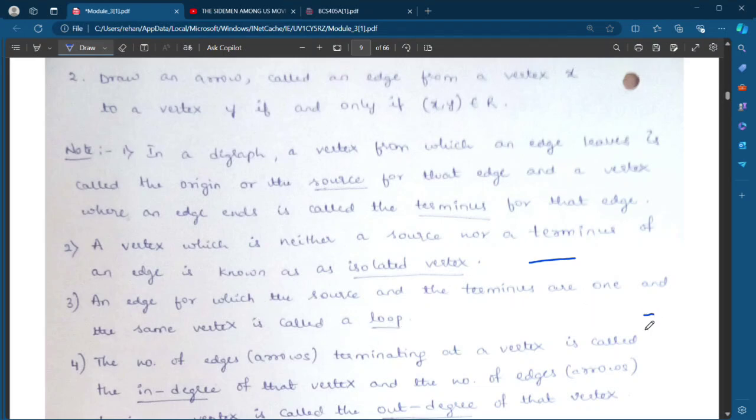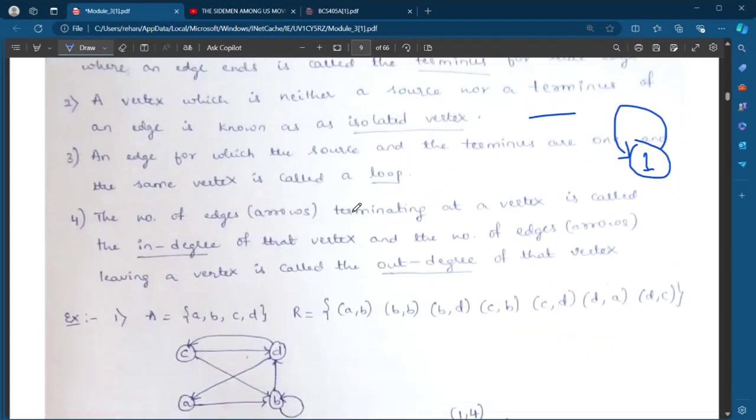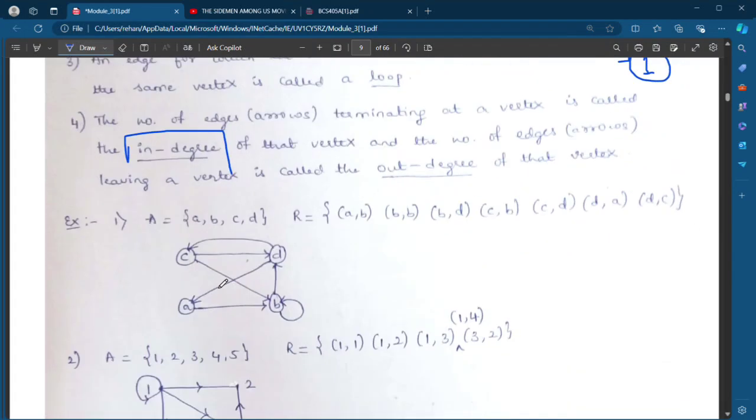An edge for which the source and the terminus are one and the same is called a loop. For example, node 1 is there, like this. So the origin for this node is 1, and the terminus is also 1. The number of edges terminating at a vertex is called the in-degree, and the number of edges leaving from a node is called the out-degree. This is the easiest concept. I'll just explain it.